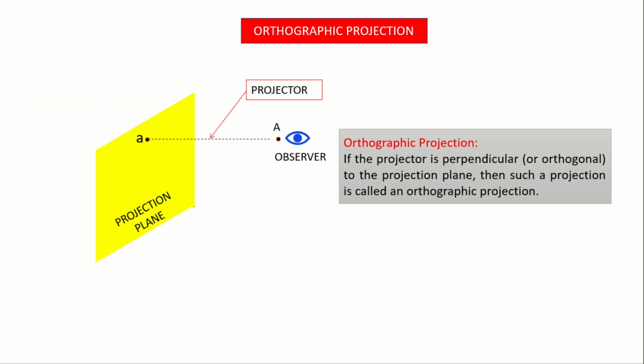Now what is orthographic projection? If the projector is perpendicular to the projection plane, then such a projection is called an orthographic projection. You can see here the angle between the projector and the projection plane is 90 degrees. In such a case, the projection is called as orthographic projection.